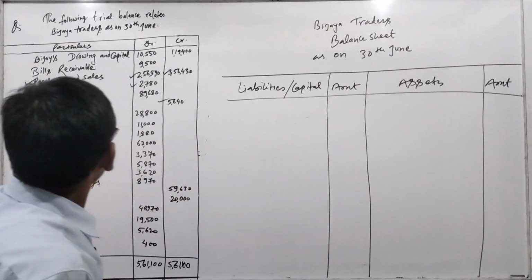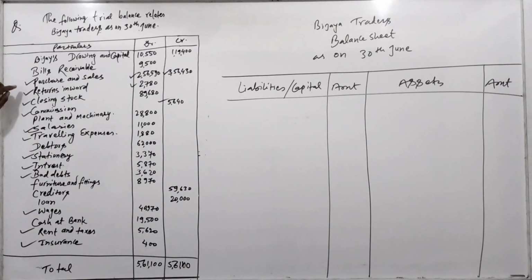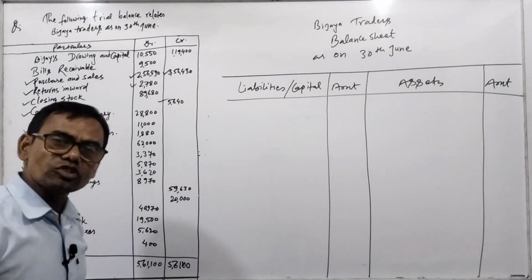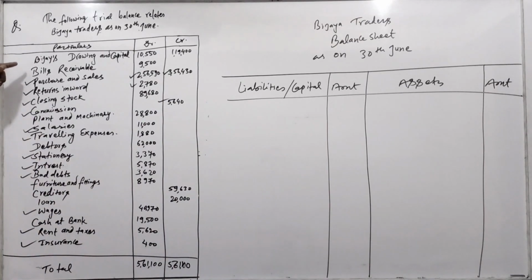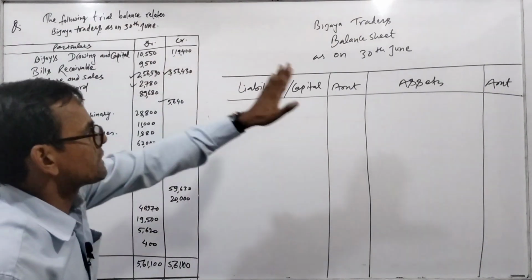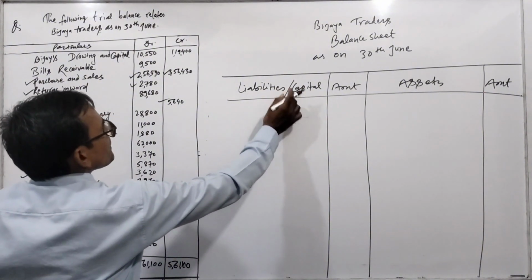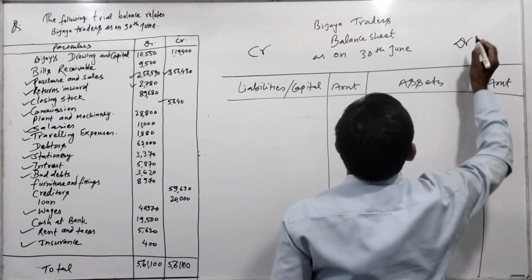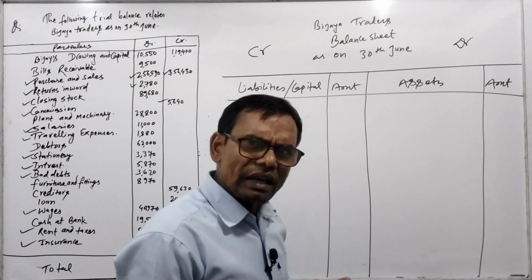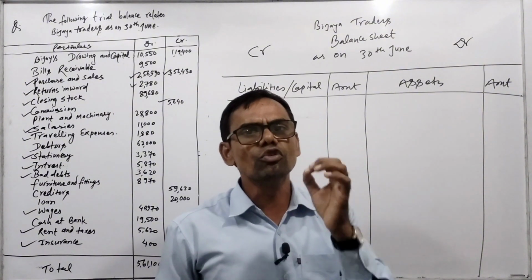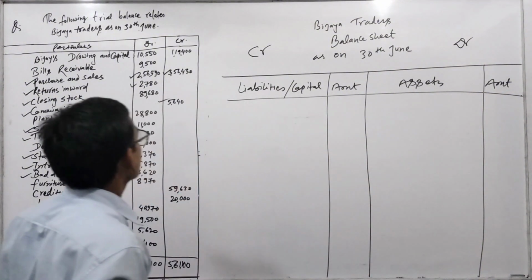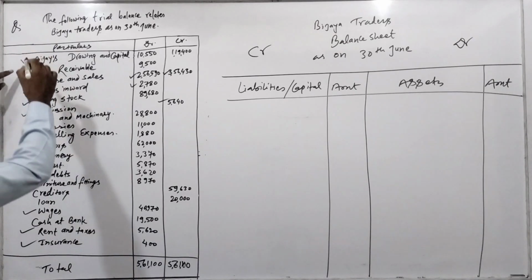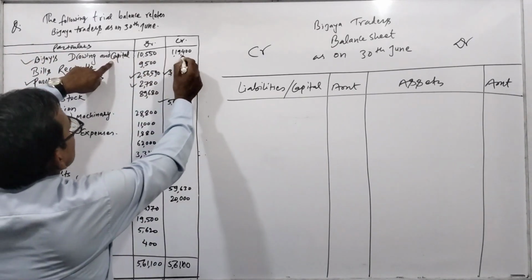I told you to put a tick mark. Tick mark means these items are already recorded. So the remaining items are either liabilities, capital or assets. The liabilities and capital come from the credit side, and assets come from the debit side of the trial balance. While preparing the balance sheet, first of all you have to look for capital. And where is capital? Here is capital. Bijay's capital. Capital is in the credit side.